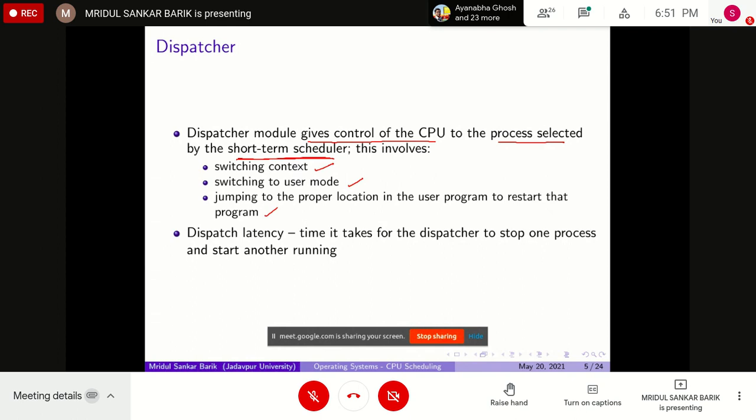So newly selected the process আছে, তার proper location আমাকে jump করতে হবে, because it might so happen that that process had executed earlier, so it would be resuming its execution, so we have to resume from appropriate area. Okay, so dispatch latency is called the time that is taken by the dispatcher module to stop one process and start another process. This dispatch latency should be minimized. Okay, so it should be as minimum as possible.